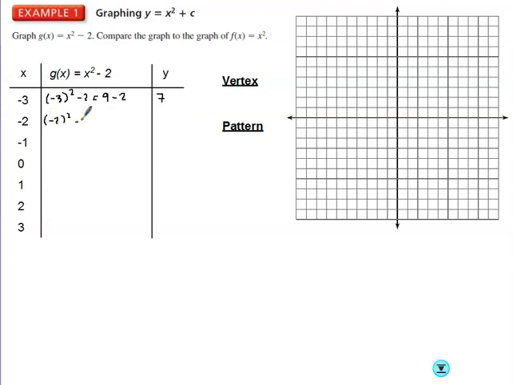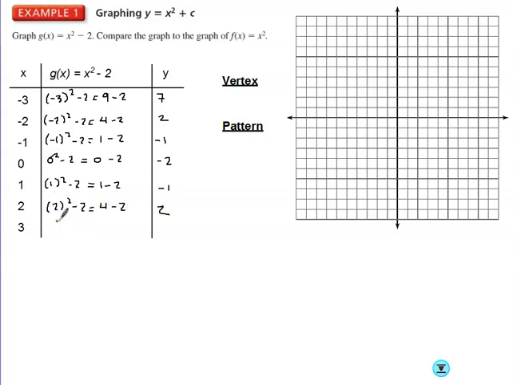Negative 2 squared minus 2 is 4 minus 2, which is 2. Negative 1 squared minus 2 is positive 1 minus 2, which is negative 1. 0 squared minus 2 is 0 minus 2, which is negative 2. 1 squared minus 2 is 1 minus 2, which is negative 1. 2 squared minus 2 is 4 minus 2, which is 2. And then 3 squared minus 2 is 9 minus 2, which is 7.